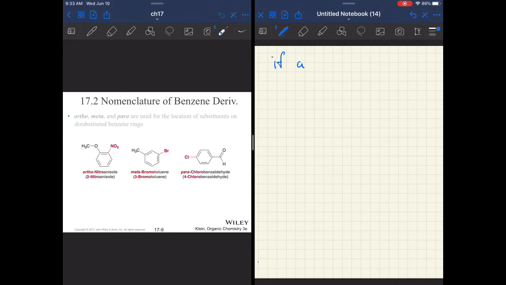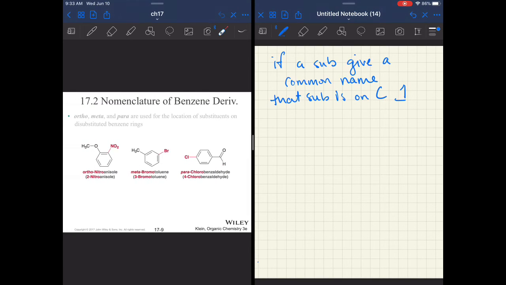Now, if a substituent gives a common name, automatically that substituent is on carbon 1. All right, so this is 1 because it's anisole. Here, the common name is toluene, so this is carbon 1. Benzaldehyde. This gives it the common name, so this is carbon 1. 1, 2, 3, 4. All right, you want to make sure that you practice.